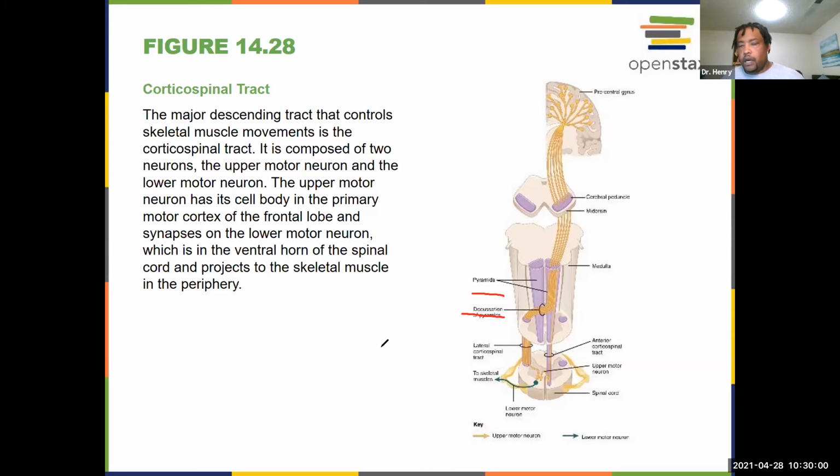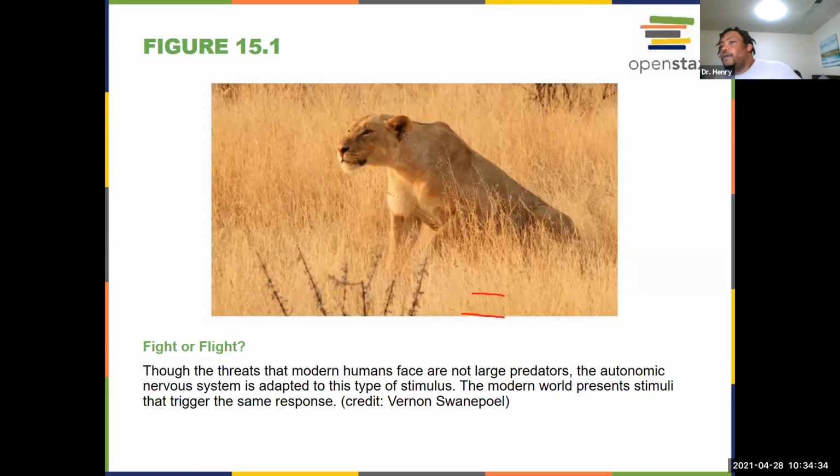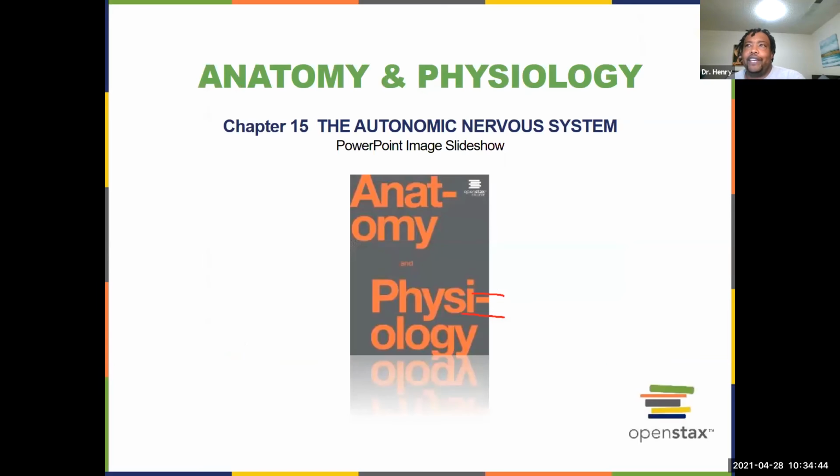Okay. Chapter 16. Give me one second while I pull up the next set of slides. Next we're going to be looking at the fight or flight response, or I should say, let me take a step back. We're going to be looking at the autonomic nervous system.